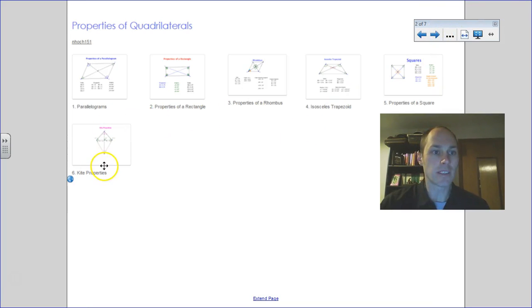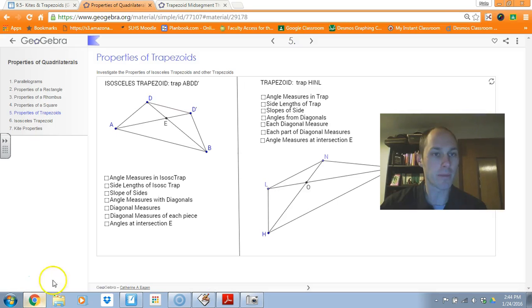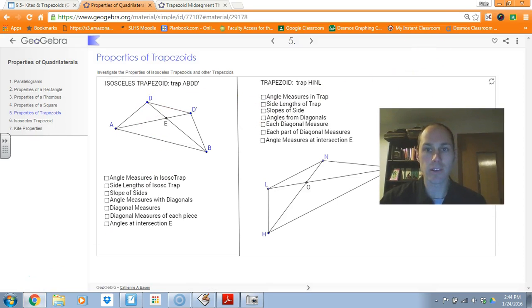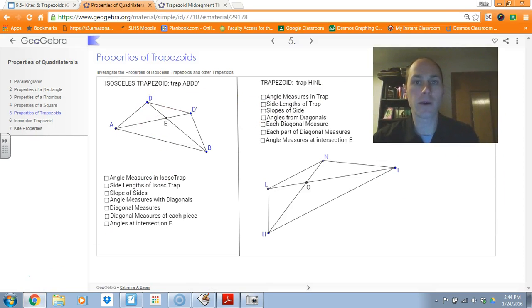So let's first of all take a look at those properties on GeoGebra and explore what it looks like, and maybe we can determine some of those properties that they have. So let's first of all take a look, and you can explore these on your own if you want to explore these with more time. I have the links on the website.